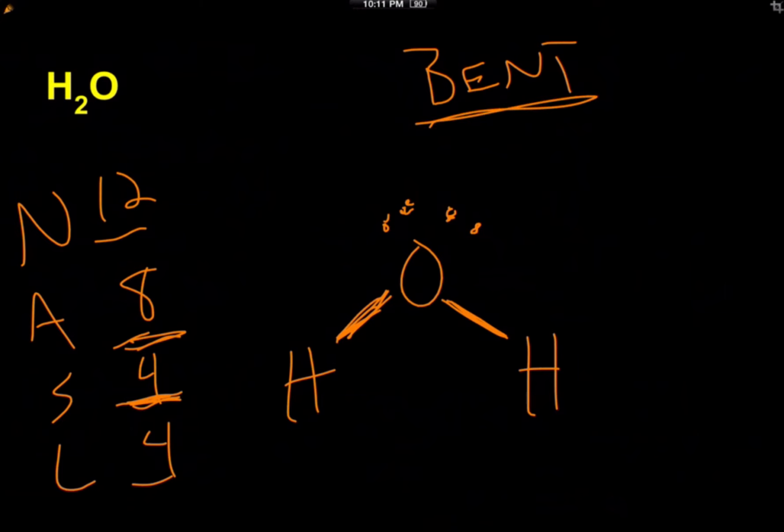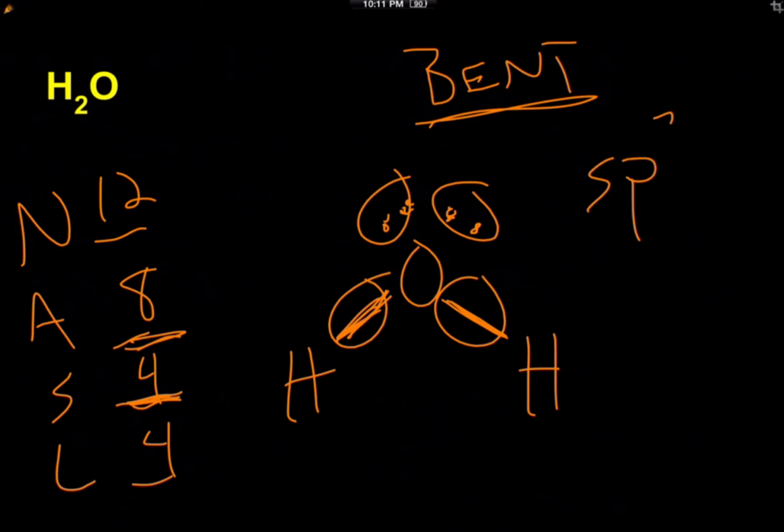The hybridization here, we have 1, 2, 3, 4 bond regions. It doesn't matter for the hybridization whether they're lone pairs or bonds. There's 4, which means the hybridization is sp3. So even with 2 bonds, those 2 lone pairs also occupy hybrid orbitals. So the hybridization here is sp3.